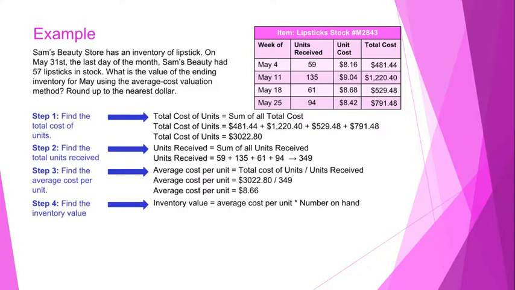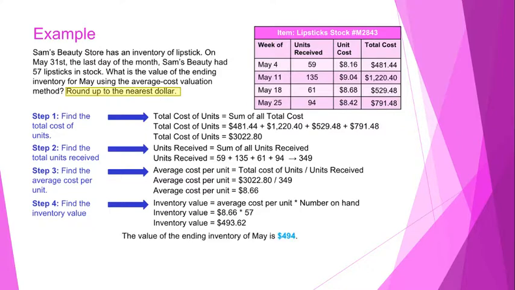So that means that we want to round to the nearest dollar. If we go back to our question, it says round to the nearest dollar, so the value of the ending inventory of May is $494 for those 57 lipsticks that we have in stock.